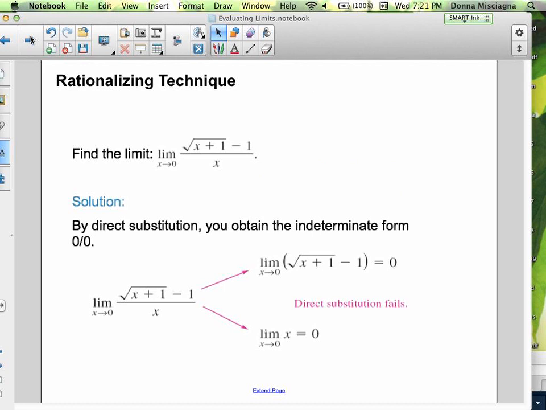All right, so here we want to find the limit of the square root of x plus 1 minus 1, divided by x, as x goes to 0. Notice that if we plug in 0, the numerator is going to 0. The denominator is going to 0. So direct substitution fails because we have some factor that's in both the numerator and denominator, but it's hidden. It's hiding.